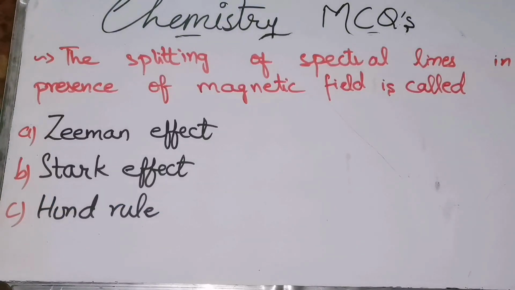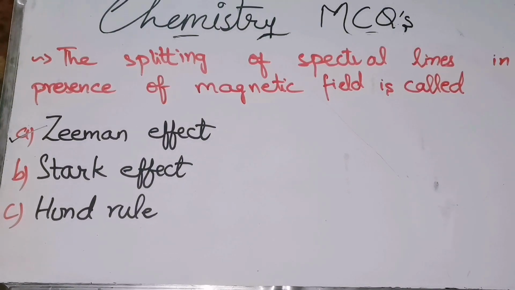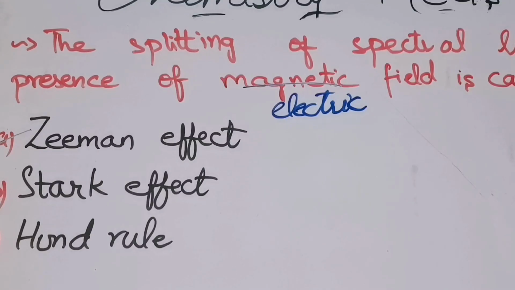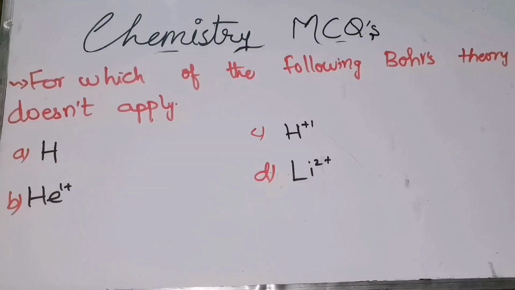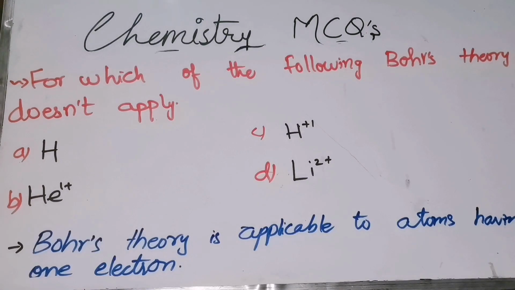The next MCQ: the splitting of spectral lines in the presence of a magnetic field is called. The correct option is option A. Remember that the splitting of a spectral line in the presence of an electric field is called the Stark effect. For which of the following does Bohr's theory not apply? Bohr's theory is applicable to atoms having one electron only.